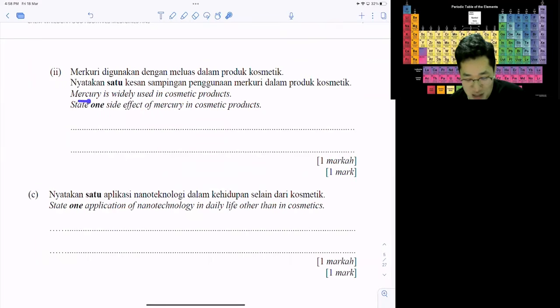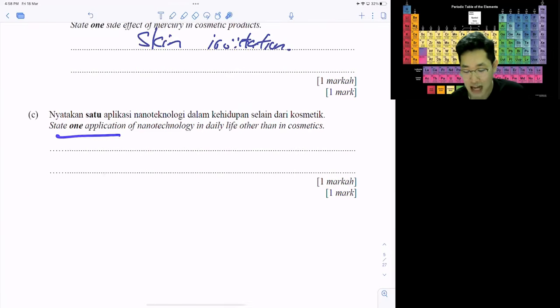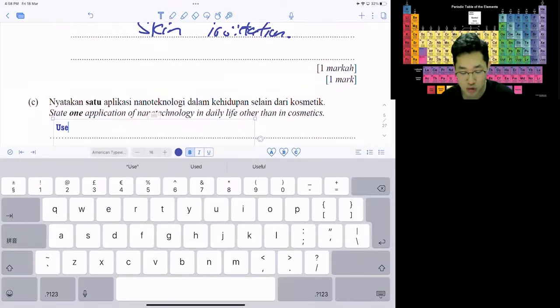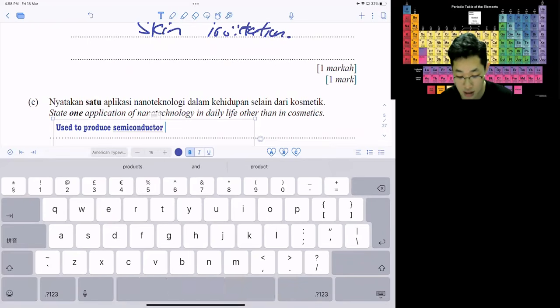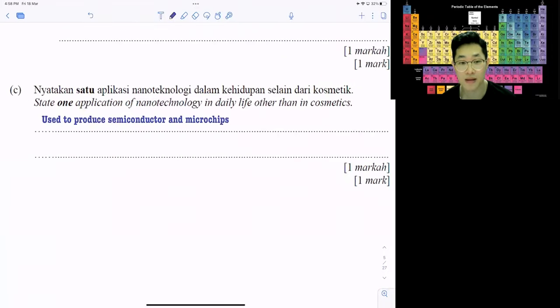Okay. Mercury is widely used in cosmetic products. Side effect of mercury? Yes, skin irritation. Next. One application of nanotech in daily life other than in cosmetics is used to produce semiconductors and microchips, like that. Fertilizer also can, medicine also can.